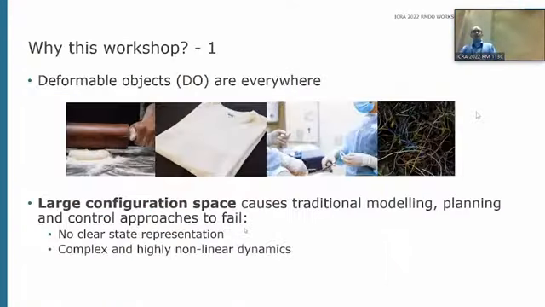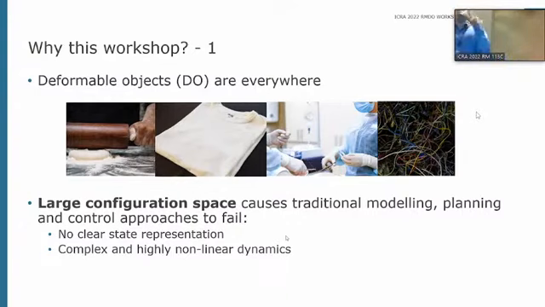So why are we interested in this workshop? Deformable objects are everywhere in the world. They include things like food, dough, clothing, ropes, and so on. But from a robotics perspective, their very large and infinite dimensional configuration space means that some traditional modeling, planning, and control approaches can fail. So there's no clear state representation.